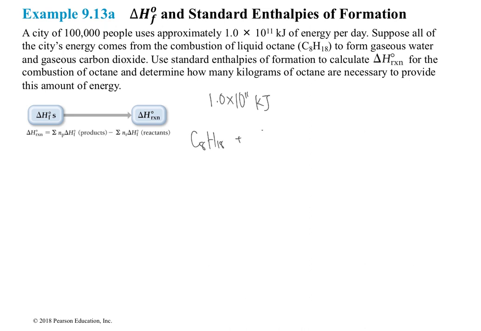C8H18 in the liquid form, plus O2 gas, goes to CO2, plus, and then it forms gaseous water. That's important because the enthalpy of liquid water and gaseous water will be different. So once I balance this equation, this is a process which we've done before, so you can go back into previous chapters and look at how we balance this one.